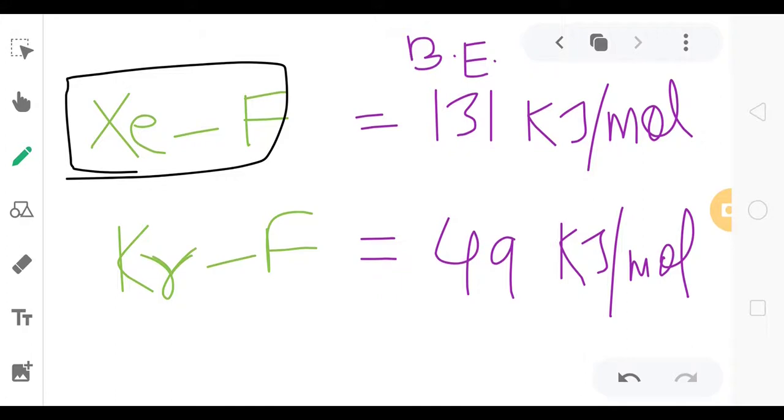So this is the end of the chemistry of the noble gases.